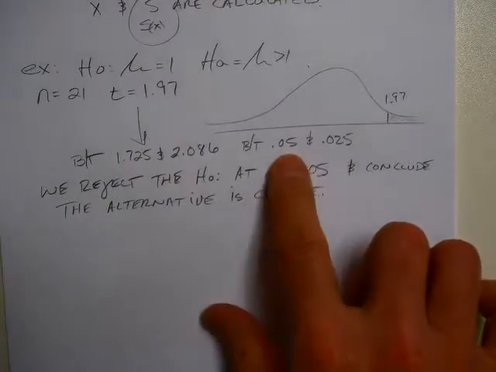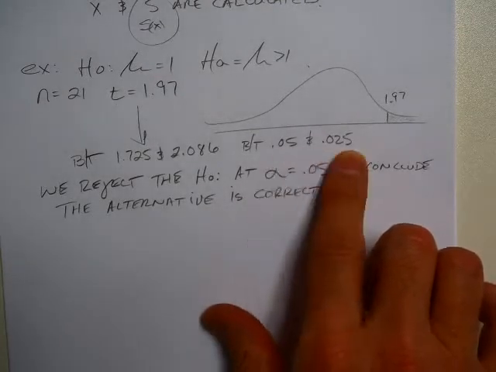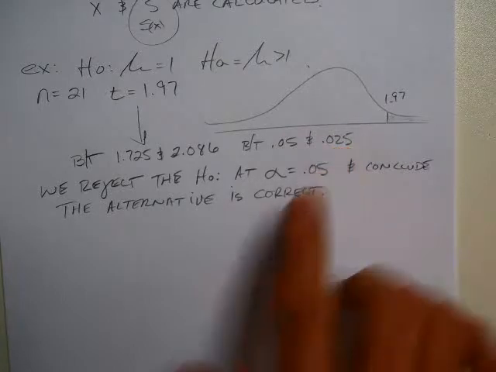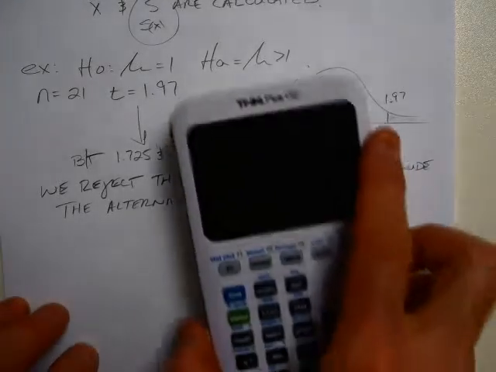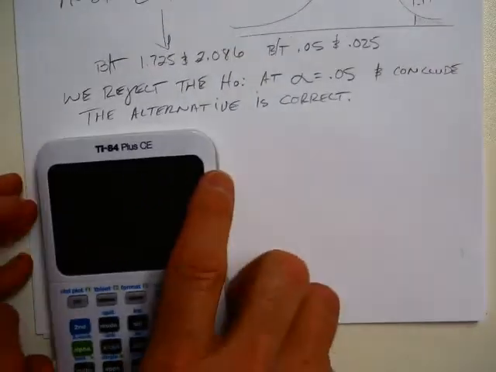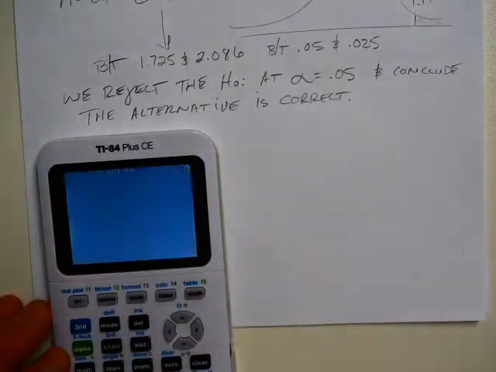By the way, the table values are just fine. So by going to the table and finding that it's here and then comparing it to alpha, you don't have to go to the calculator, but there is a calculator calculation for this.